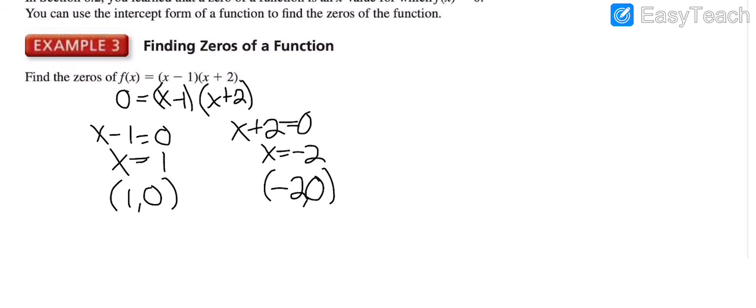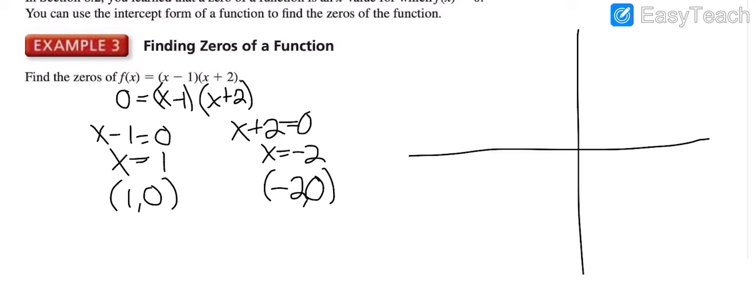Additionally, because we have an a value in front that is positive, it's not a negative out front, it'd be positive 1, we would know that our graph would need to look something like this. Again, this is just a rough sketch. But one of our points would be here at 1, 0.